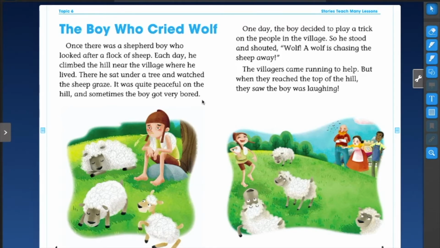All right, I bet you heard some key details, but sometimes as a strong reader, we need to reread to see if there was something we missed. So let's reread this sentence. Once there was a shepherd boy who looked after a flock of sheep. Is that important? Let's read another sentence. It was quite peaceful on the hill, and sometimes the boy got very bored.